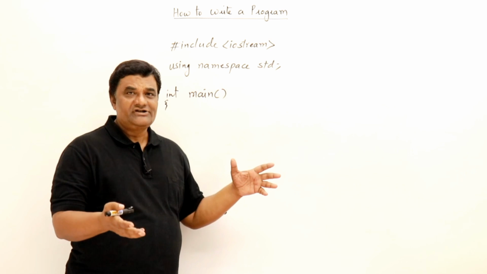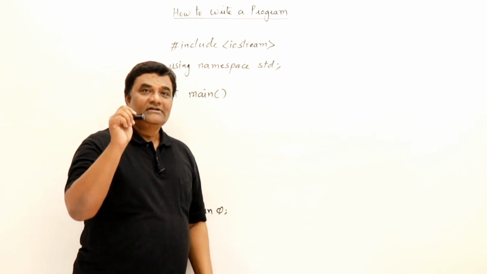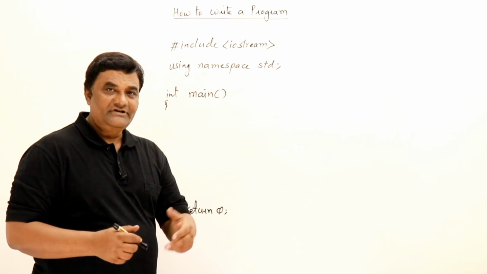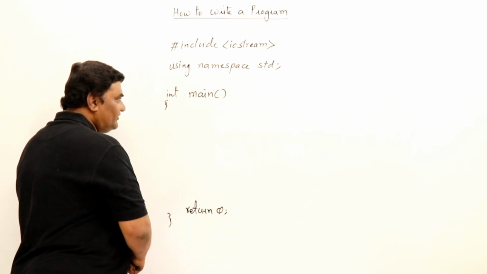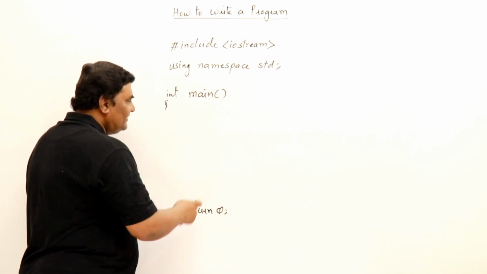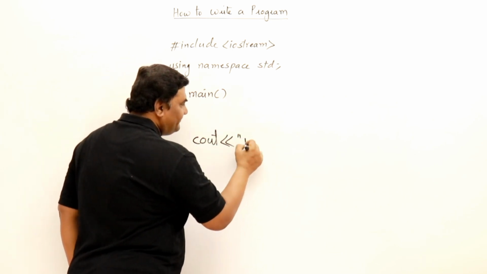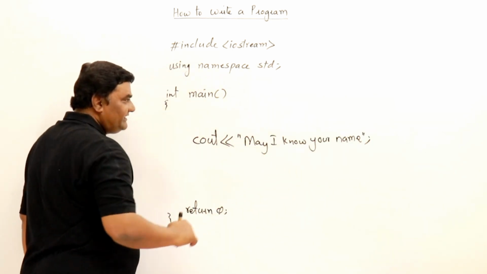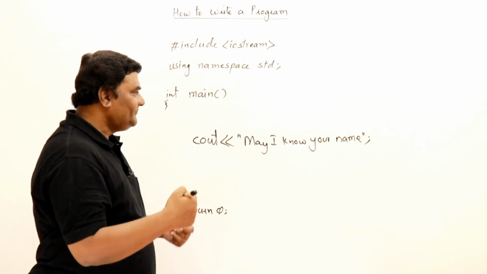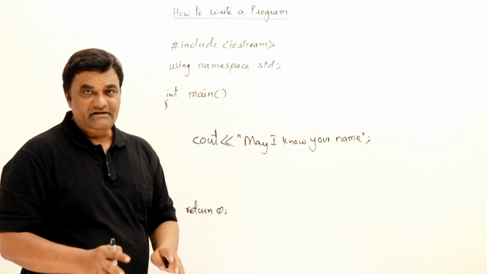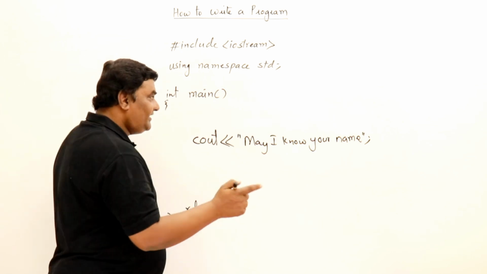So I'm not showing flowchart, all these things. This is a simple one. So first thing, I have to give a message to you. So what is that? May I know your name? So for displaying a message on the screen, I should use cout. So cout, may I know your name? So this will appear on the screen. Now you are the user, I am the program. When you see this, you will try to write your name from the keyboard, right? So and you will hit enter. So that I should read.